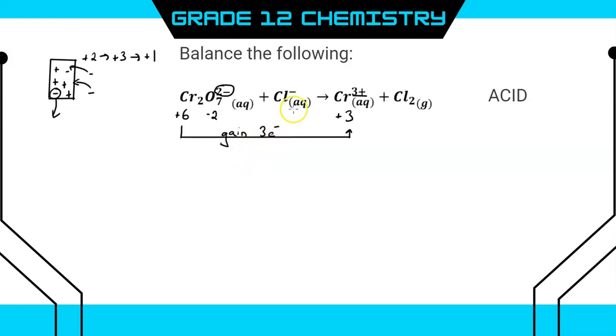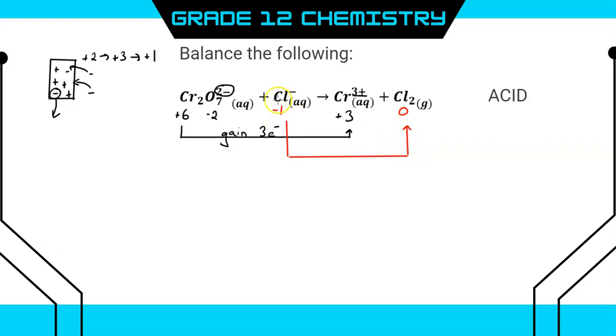All right, let's look at our chlorine. Over here we have chlorine. It tells us -1 right there. Now over here, when we have just the element on its own, that's a charge of 0. So what's happening to chlorine? Is it gaining or is it losing electrons?